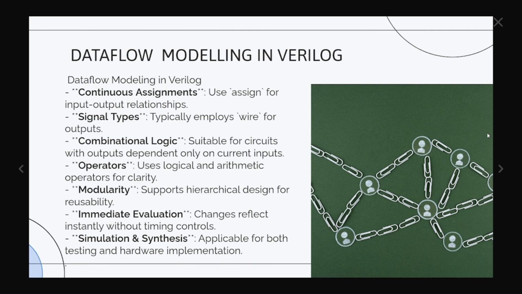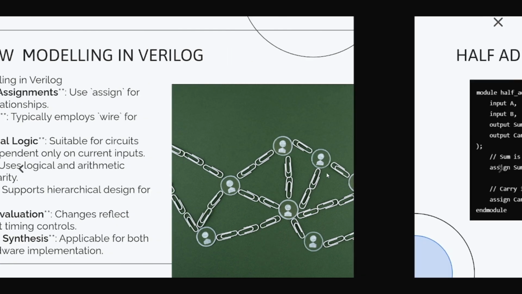We typically employ wire for outputs in data flow modeling. Combinational logic is suitable for circuits with output dependent only on current inputs. The circuit uses logical and arithmetic operators for clarity. Modularity supports hierarchical design for reusability. Immediate evaluation: the output of our code is evaluated immediately in data flow modeling. And simulation: this is applicable for both testing and hardware implementation.